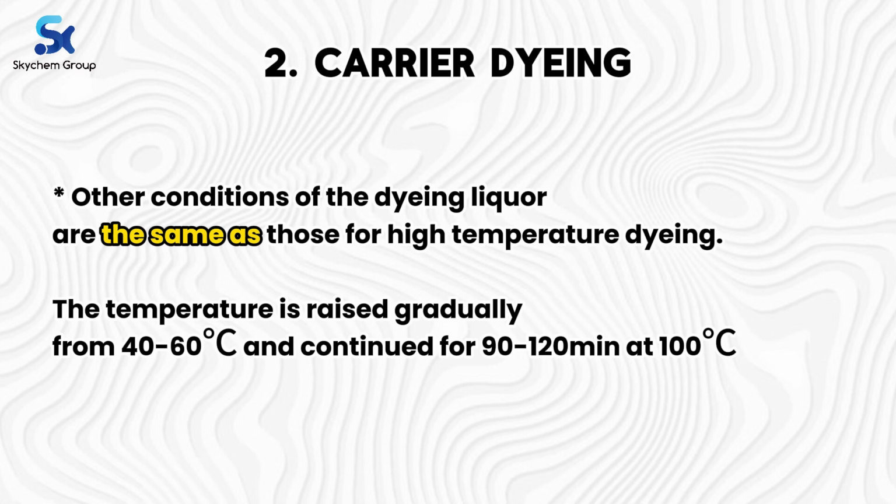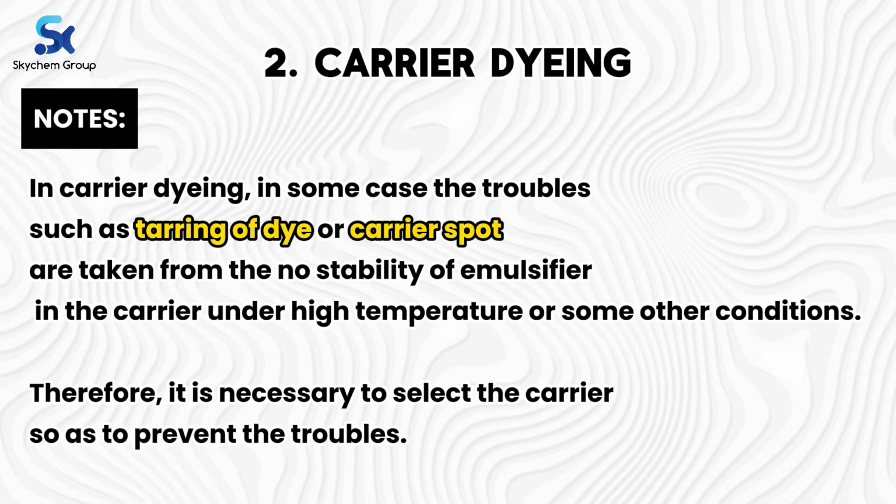The temperature is raised gradually from 40 to 60 degrees centigrade and continued for 90 to 120 minutes at 100 degrees centigrade. In carrier dyeing, in some cases troubles such as tarring of dye or carrier spot are caused by the instability of the emulsifier in the carrier under high temperature or some other conditions. Therefore, it is necessary to select the carrier so as to prevent the troubles. Reduction cleaning is as stated in high temperature, high pressure dyeing.